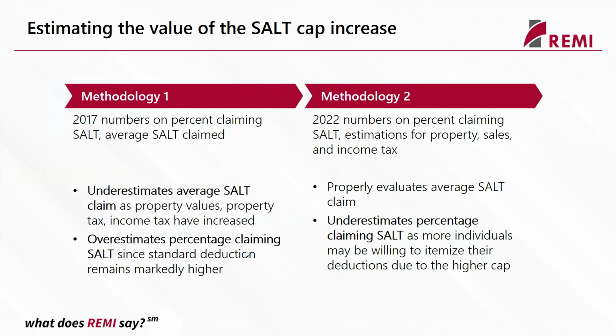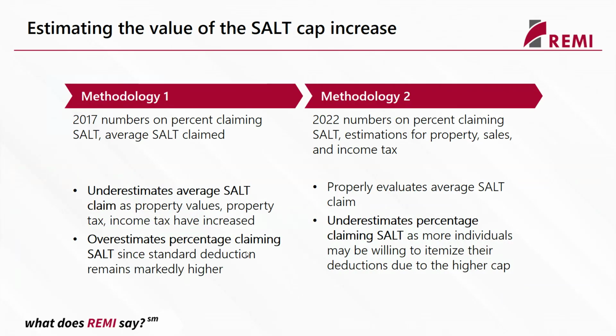While our models can help determine the outcomes, we do have to determine the inputs into the model. We utilize a two-methodology approach to ground most of our predictions on the impact of SALT on real government numbers as much as possible. The first methodology uses 2017 IRS numbers on percent claiming SALT and average SALT claimed. The second uses 2022 numbers on percent claiming SALT, while we made estimations for property, sales, and income tax. The first methodology clearly underestimates the average SALT claim, as property values, property tax, and income tax have all increased since 2017.